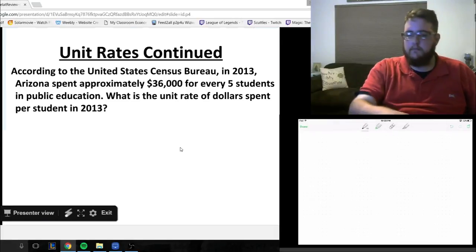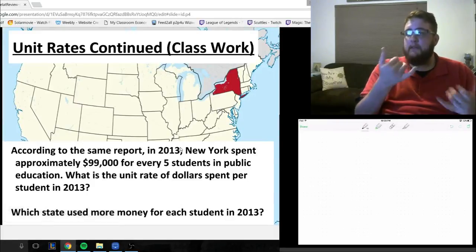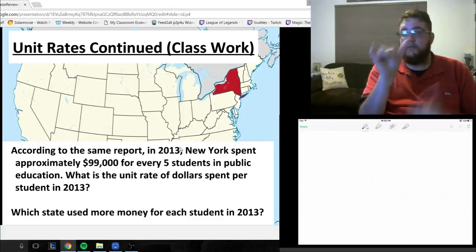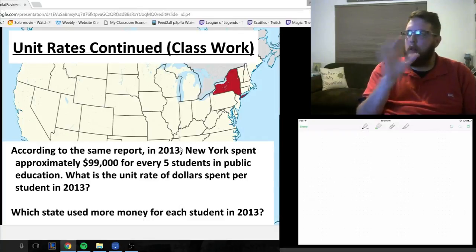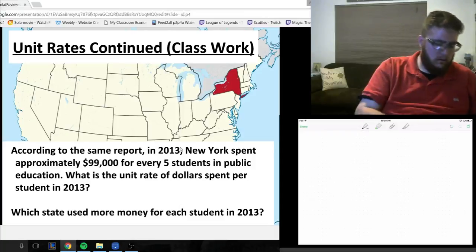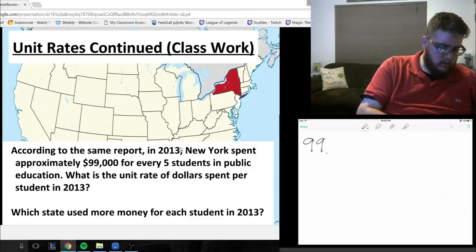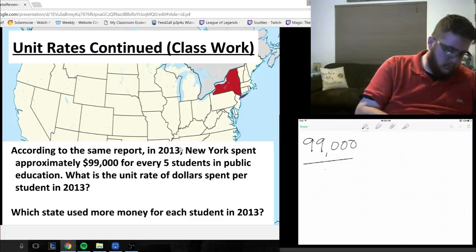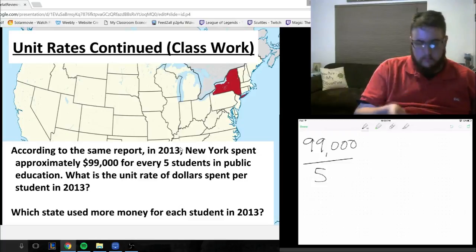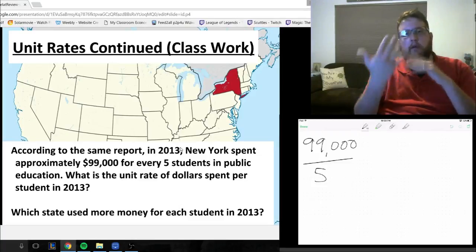So, according to the same report, in 2013, New York, the state highlighted in red, spent approximately $99,000 for every 5 students in public education. What is the unit rate of dollars spent per student in 2013? So this is the same thing. We're talking about dollars per student, so we have to skim and find our dollars, which is 99,000, and place that over our number of students, which is 5, saying that New York spent $99,000 per 5 students.